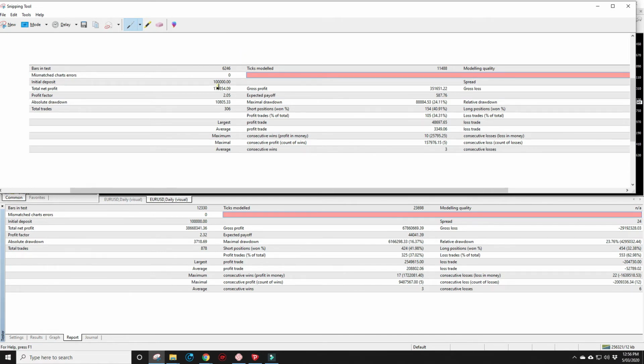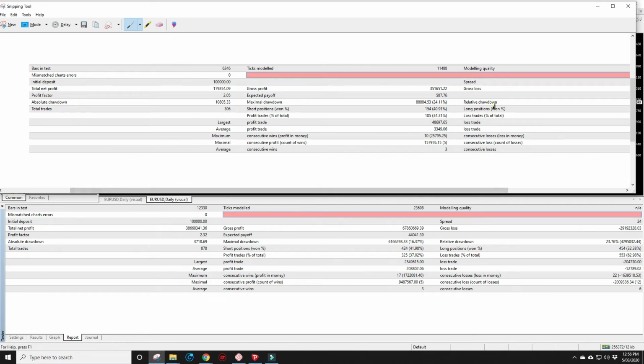Our total net profit for our 20-year result was 179,854. Our total net profit on our 50-year results, now this is because of compounding, was $38 million. You can see that the profit factor hasn't changed significantly, 2.85 versus 2.32. You can see that, of course, our average profit trade and our average loss trade have significantly altered from the prior 20-year backtest because of this impact of compounding.